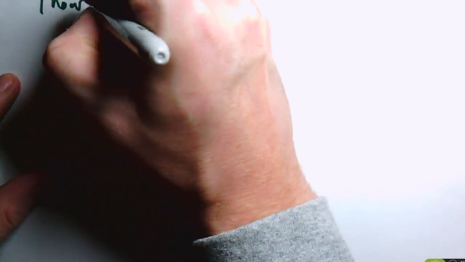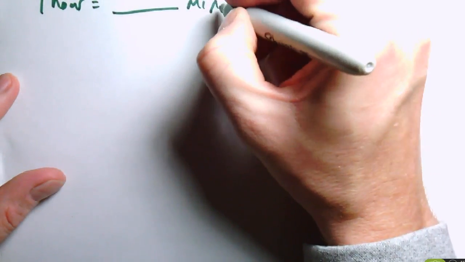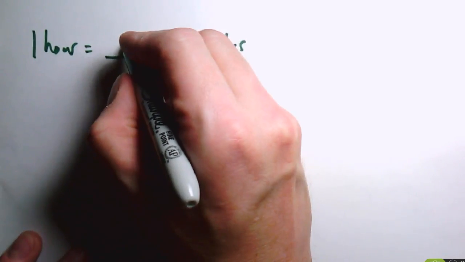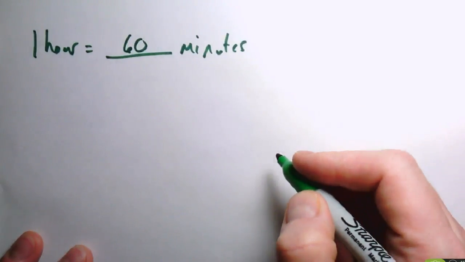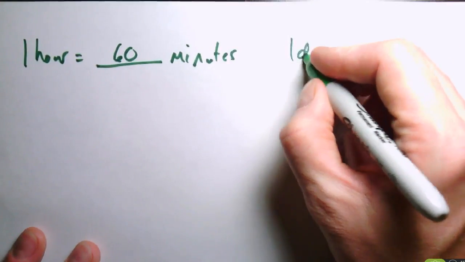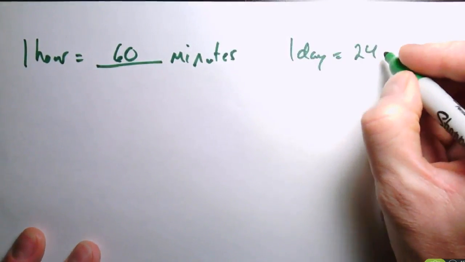Now, the first thing that is new for you, that's on your sheet there, is it says 1 hour equals blank minutes. Now, I know we know this, but just to cover it, one hour is 60 minutes. I also left one more off that I just realized now. One day, of course, is 24 hours.